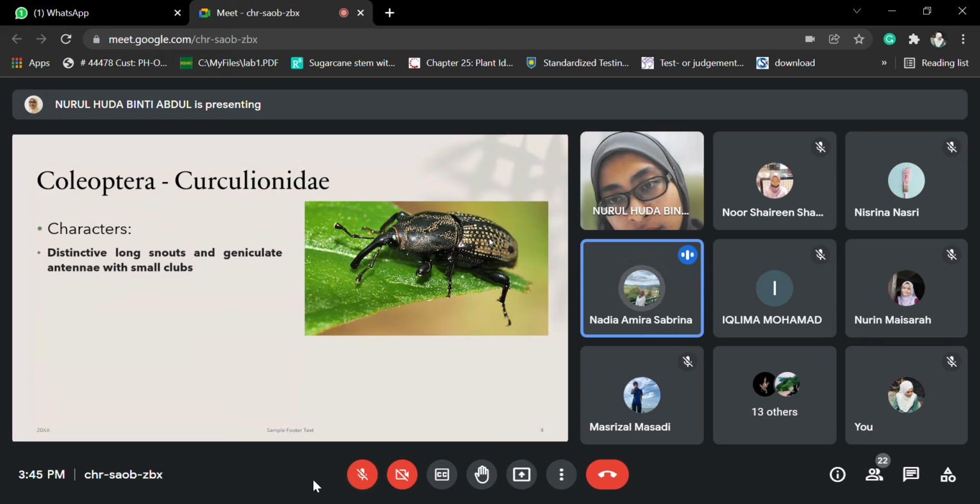Pointing posteriorly. Are you sure it's pointing posteriorly? I'm not sure, Doctor.